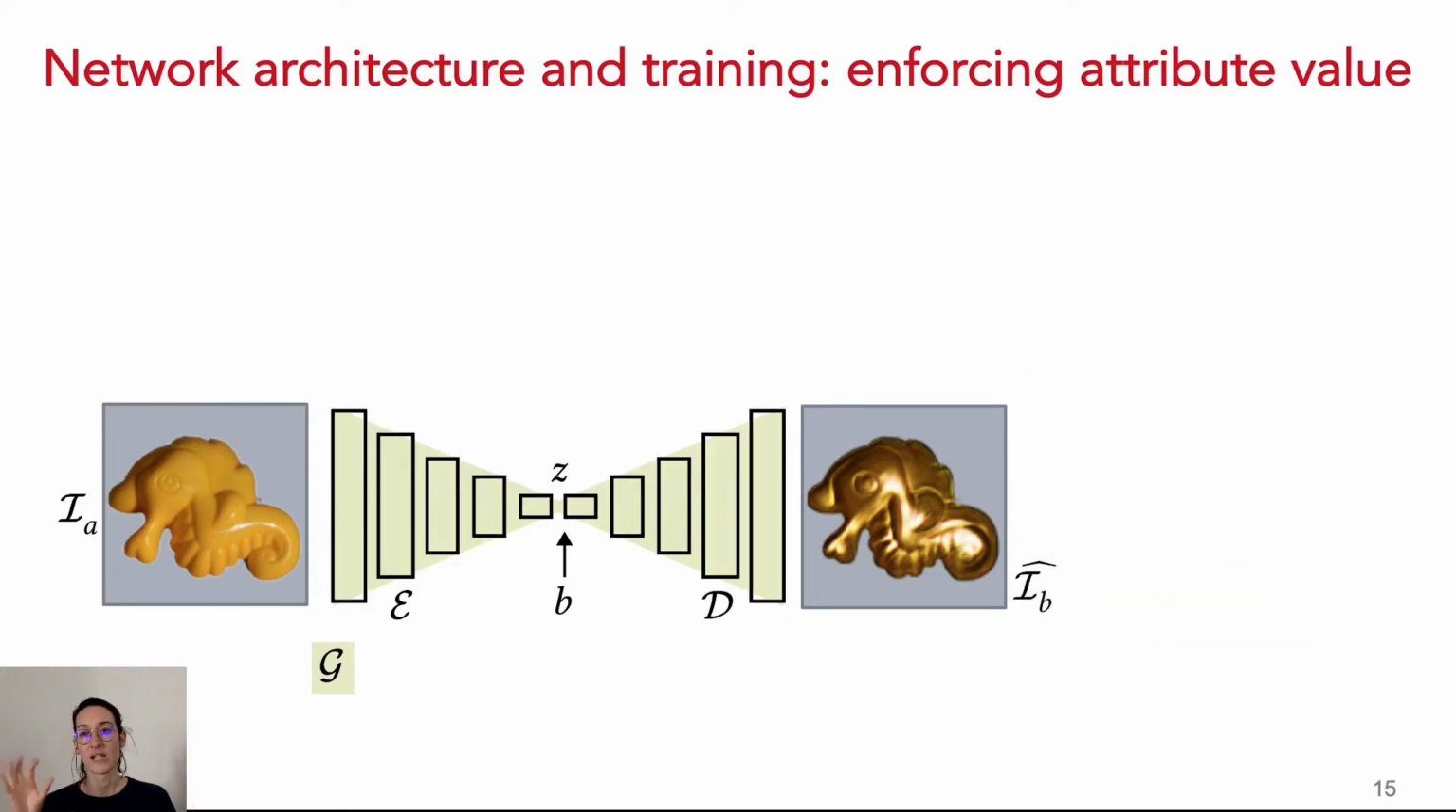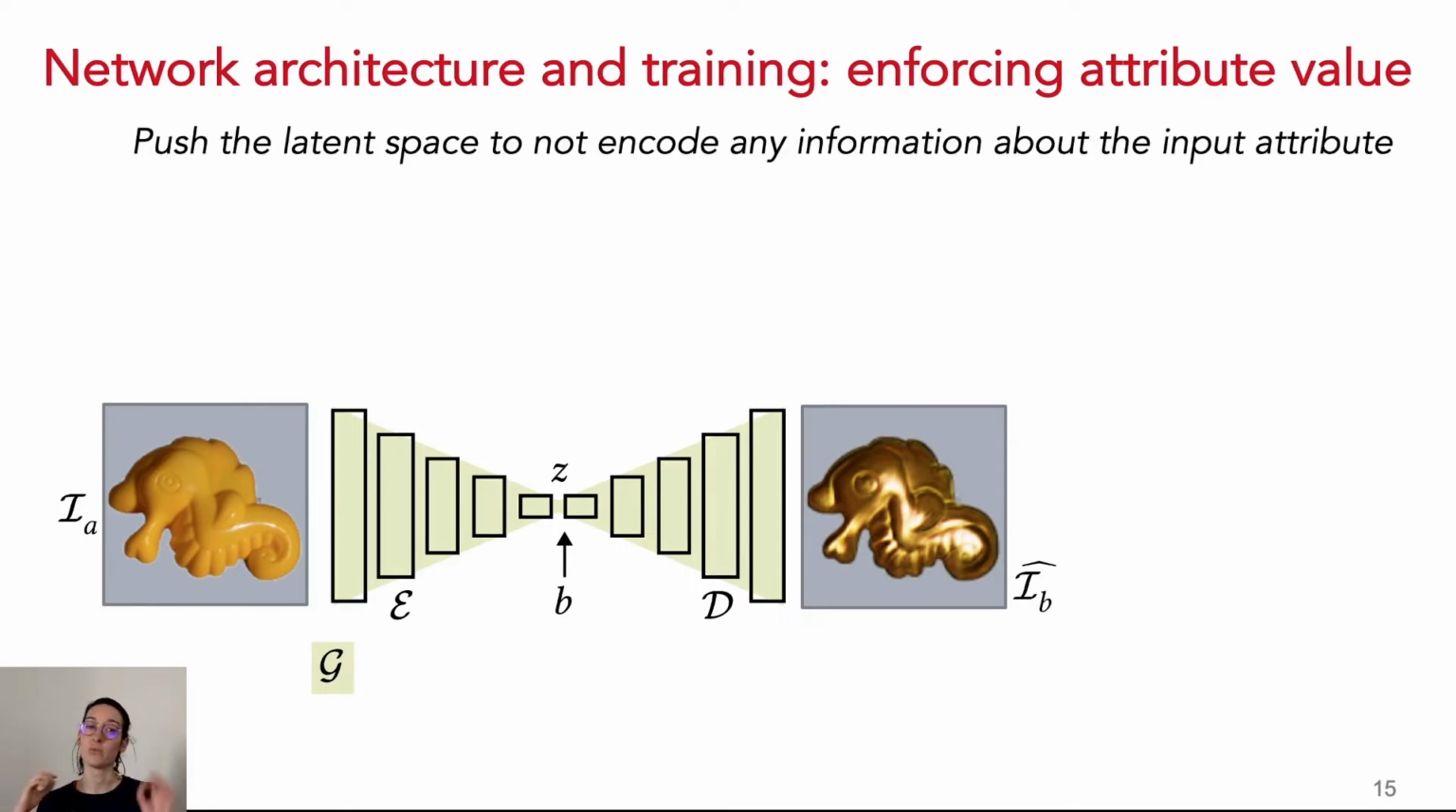So what can we do on the latent space so that we help to get this change in appearance? The idea here is that we will try to push the latent space to not encode any information about the input attribute. Meaning, if the latent code here does not contain any information about how metallic the input image was, then the network has no other choice than taking into account also the target attribute in order to reconstruct the right image. And that will give a good way of editing the image.